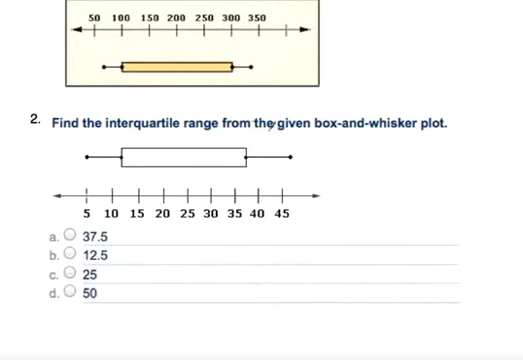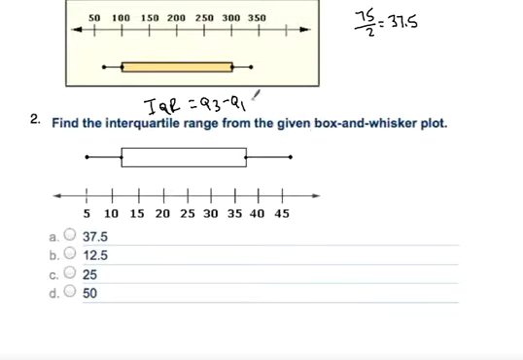Number 2 asks us to find the interquartile range from the given box and whisker plot. It's asking for the IQR, so we're going to need to find Q3 minus Q1. We have to find the top of the box and then the bottom of the box. The top of the box would be between 35 and 40, so we could estimate it to be right in the center of 35 and 40. 35 plus 40 is 75, divided by 2 is approximately 37.5. So we would be looking for something like that.